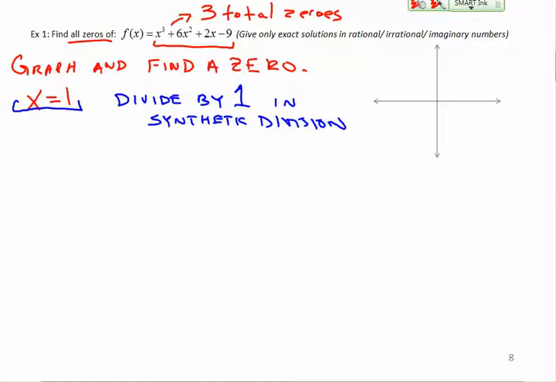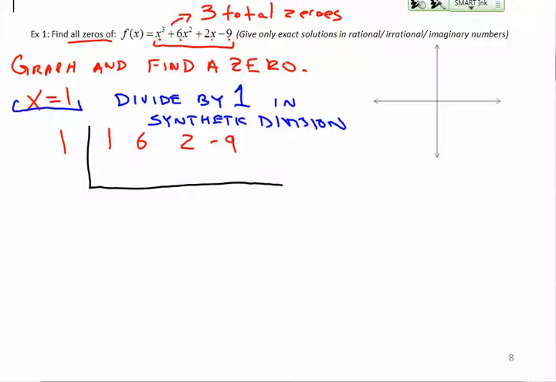So I'm going to set that up as my 1 over here. Draw my lines. And I'm going to copy down the coefficients of my polynomial up here, but I need to make sure that if there's any gaps in my exponents, I fill them in with a placeholder, right? In this case, I don't have any gaps because I have an x to the third, an x squared, an x, and then a constant. So I'm good to go there. So my coefficients are 1, 6, 2, negative 9, right?